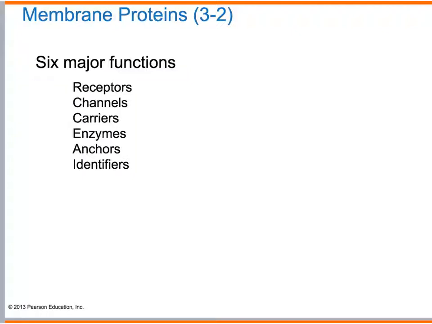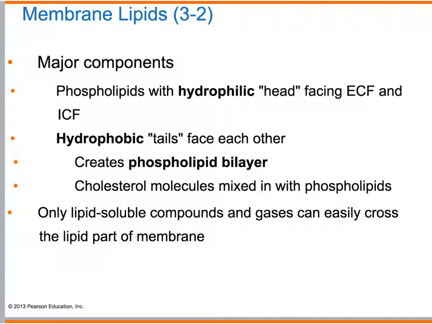There are 6 major membrane proteins in the cell membrane. There are receptors, channels, carriers, enzymes, anchors, and identifiers. There are membrane lipids, and the major component is the phospholipid bilayer.